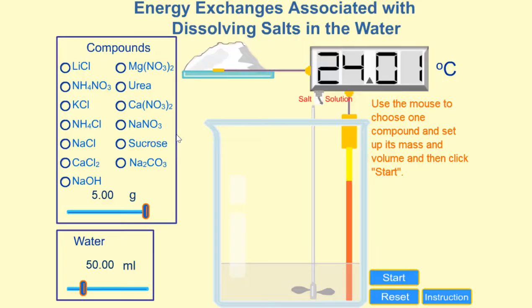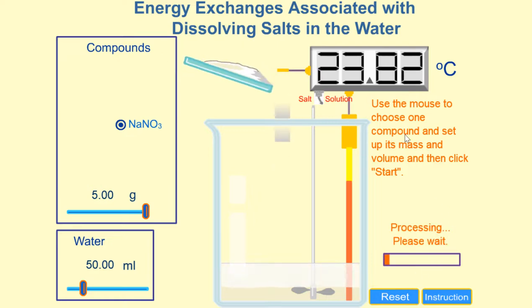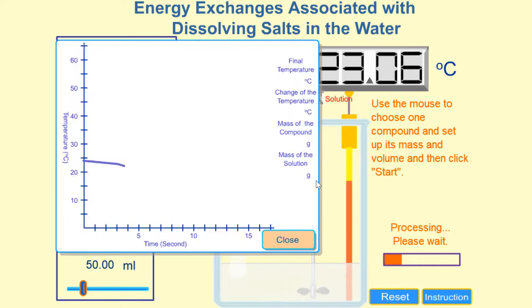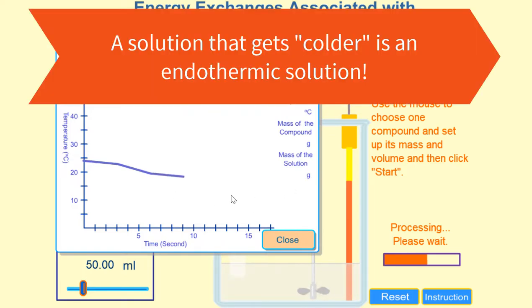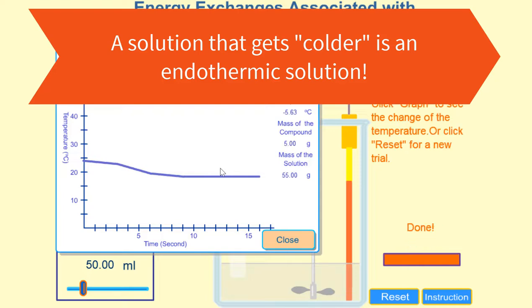Okay? And let's take a look at dissolving salts. Let's take a look at a salt like sodium nitrate, and we're going to dissolve 5 grams of this sodium nitrate in 50 milliliters of water. As we begin to dissolve this salt, you can see the temperature of the solution is going down. The water is getting, quote unquote, colder, which means the water is releasing heat, isn't it? And so the water is exothermic, which means the solution itself is endothermic.